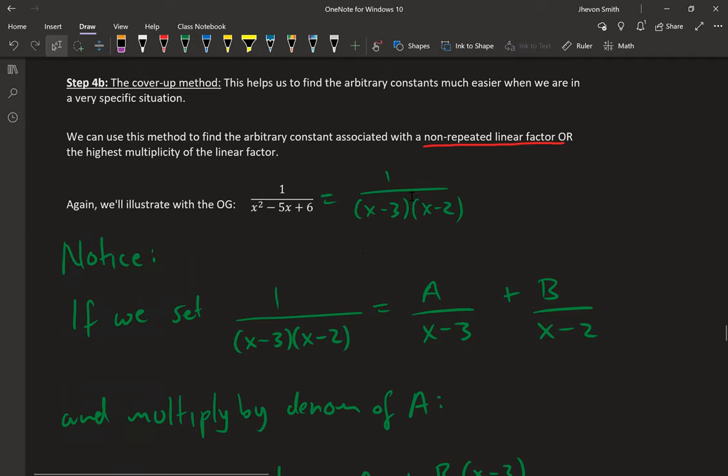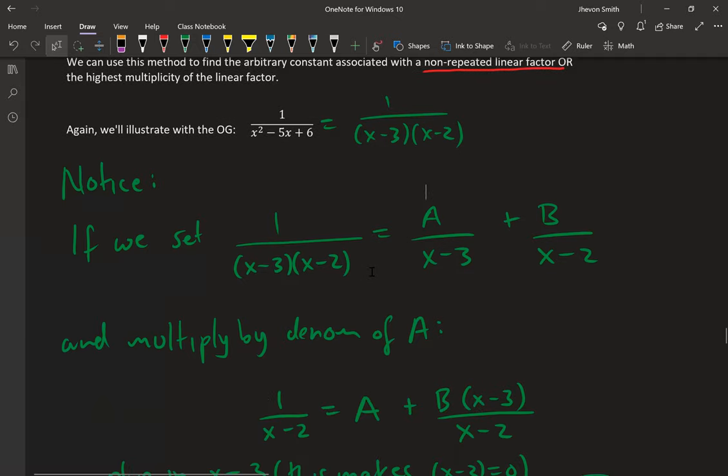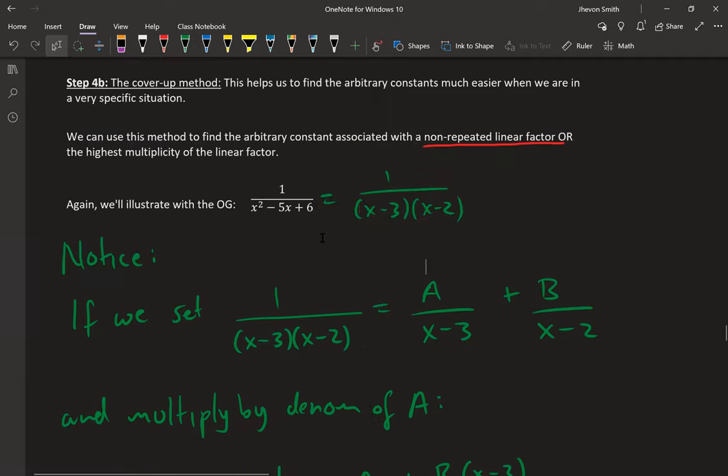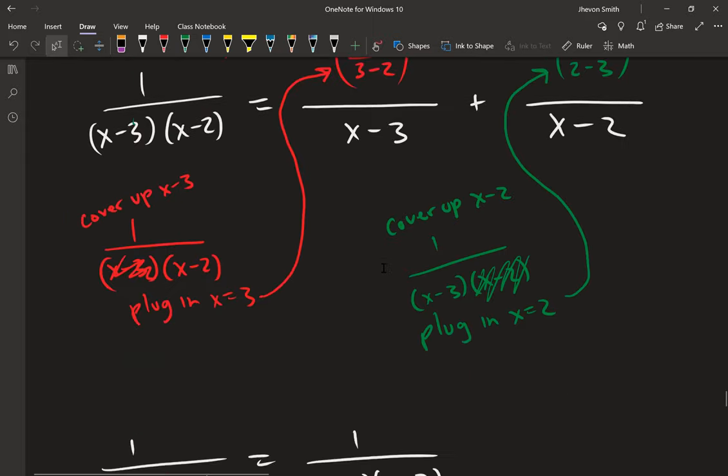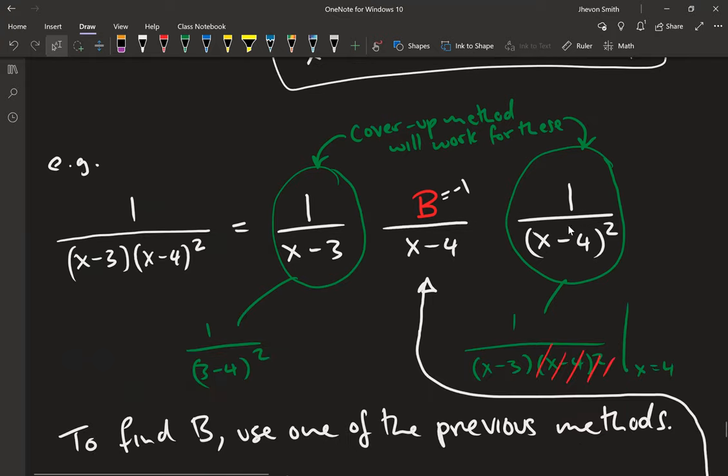If you have linear factors, non-repeating, you can apply the cover-up method. And I just went through that with you guys. If you have a repeated linear factor, you can apply the cover-up method only to the highest power. So only to something like this one, for example.